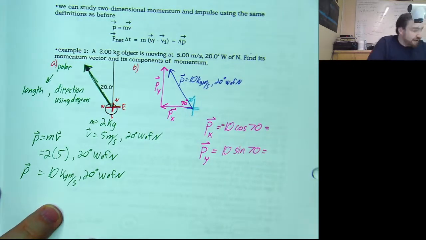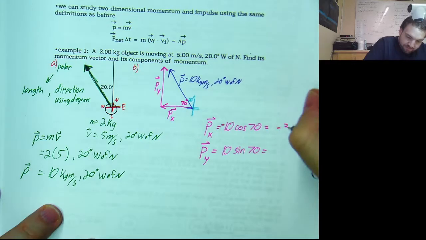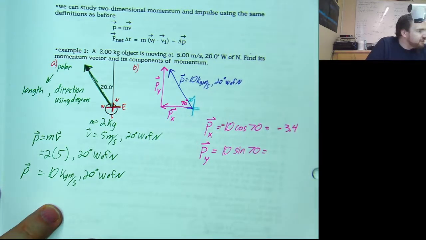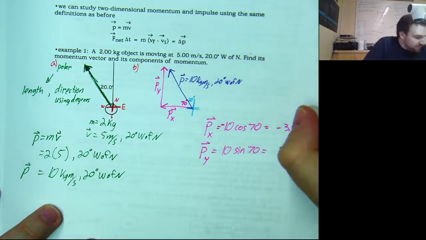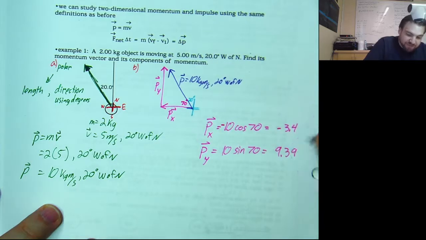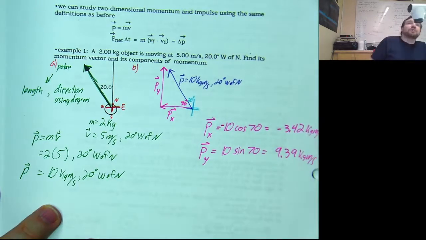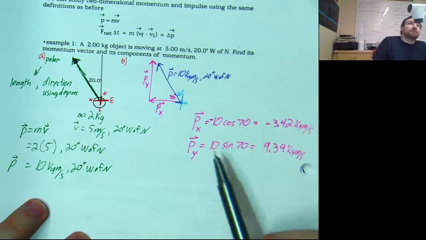Zach, you're cranking out values? Oh, was that what you were doing? Okay. What's the next digit? 9.39. Okay, so that one's 9.39. This one's 3.42. Okay. Kilogram meters per second, kilogram meters per second. So that's the x component and the y component.